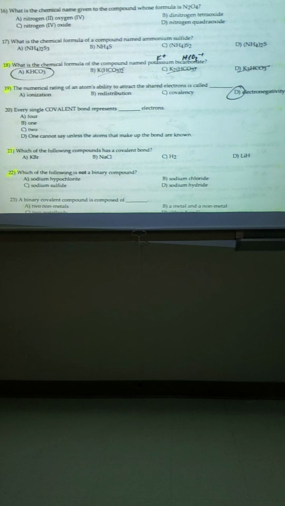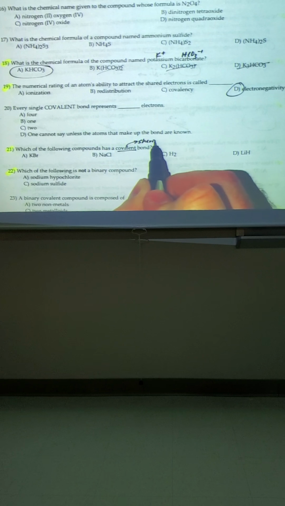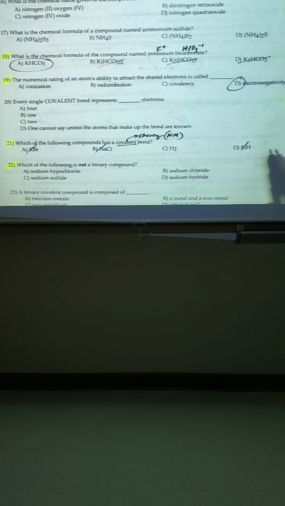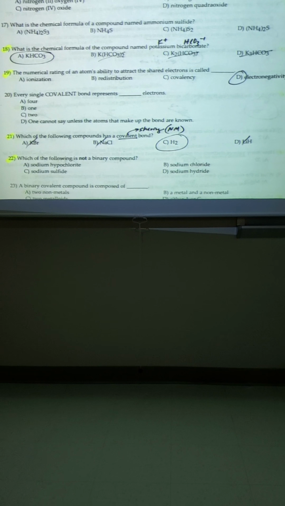Number 21 says, who has a covalent bond? Remember, covalent means sharing. And if you're sharing, you're typically nonmetals. So get rid of the ones that have metals. Potassium, sodium's a metal, lithium's a metal. There's only one left, and that's the answer. So ionic bonds would be metals. Covalent bonds would be nonmetals. So get rid of the metals.